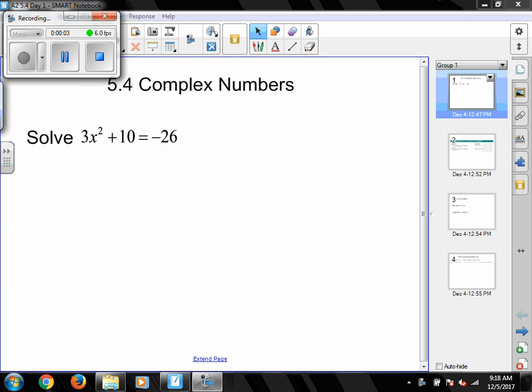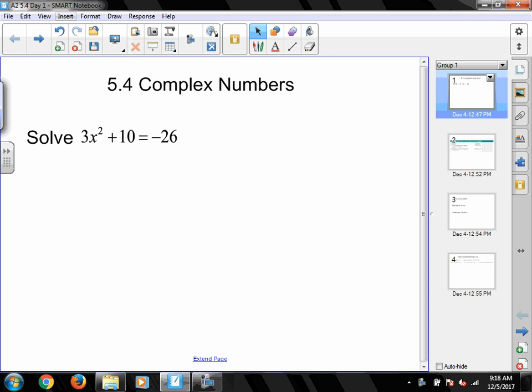Hey everybody, welcome back. Today we're going to start talking about section 5.4, talking about complex numbers. To start today, we're going to solve the equation 3x squared plus 10 is equal to negative 26. In order to do this, we're going to use a method that we already know. We're going to end up solving it by using some square roots. So, to do that, we need to get x squared on one side by itself.